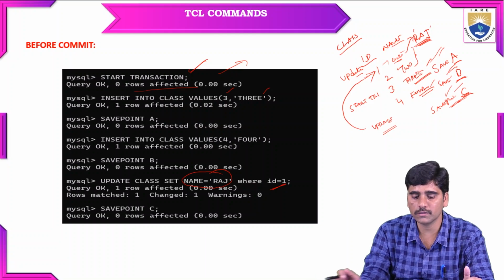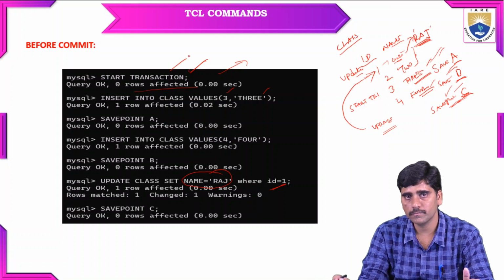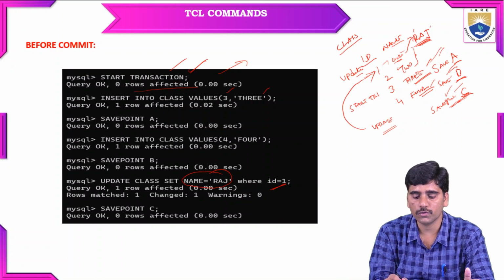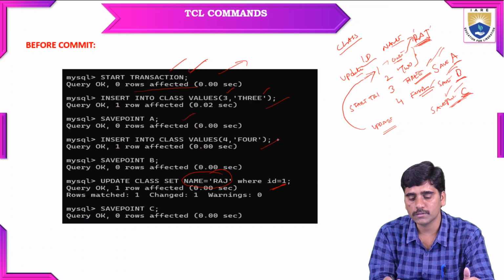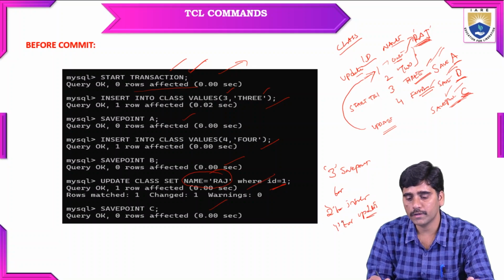We need to start our transaction by typing start transaction and inserting values. After the insert operation is performed, we create a save point. Again we perform an insert operation and create a save point. Again I update a value and create a save point C. So I created 3 save points: 2 for insert operations and 1 for the update operation.